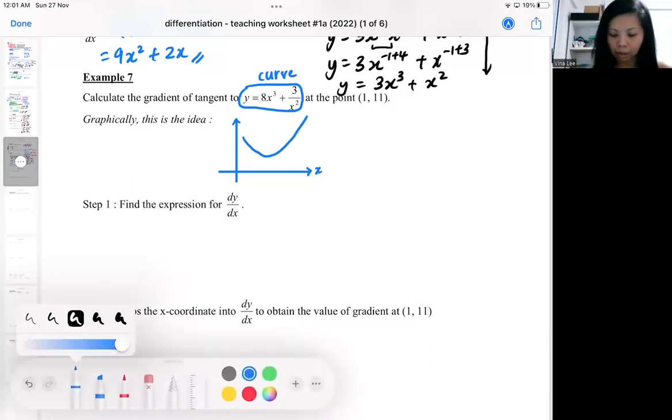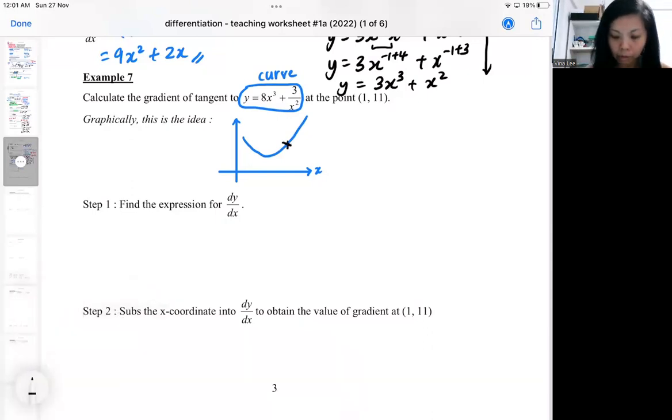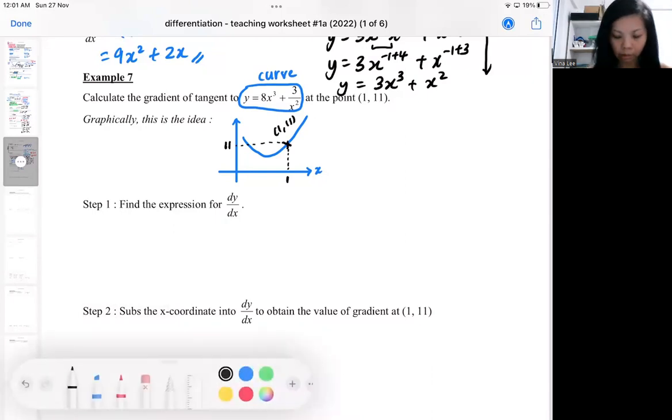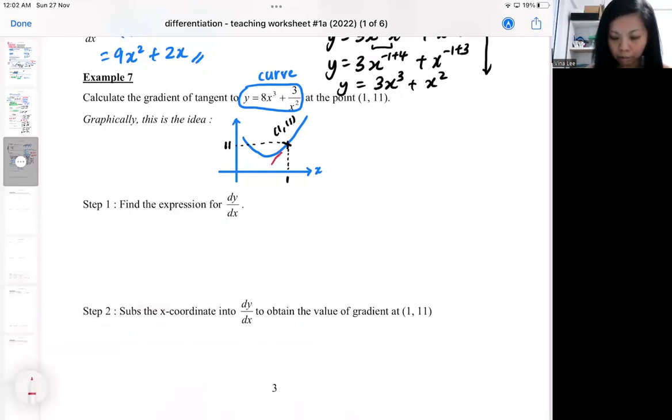And then I've got a specific point here. This point is (1, 1). So what am I interested in? I'm interested in the tangent. If I draw a straight line here, what would its gradient be? So this is the tangent that we draw, and I'm interested in the gradient.